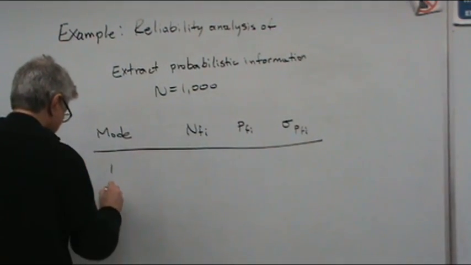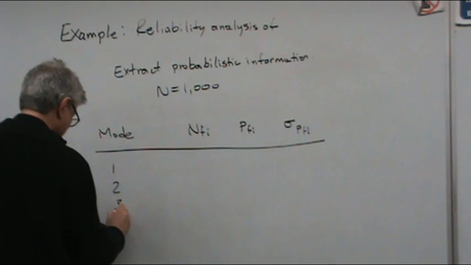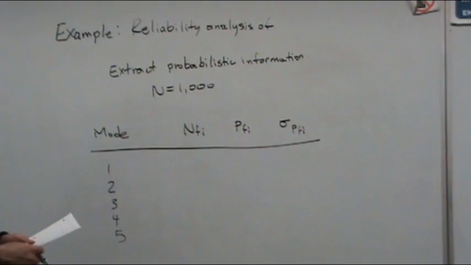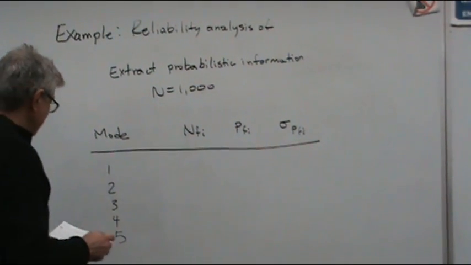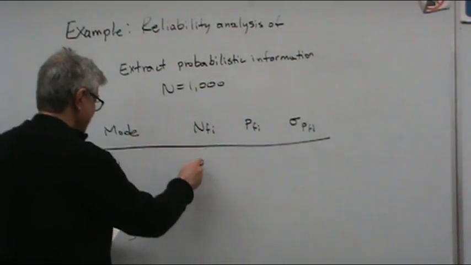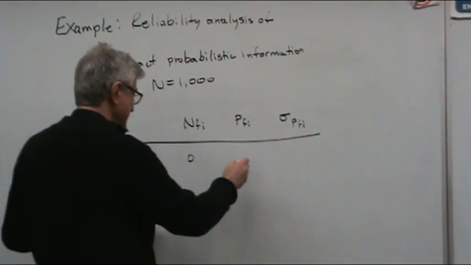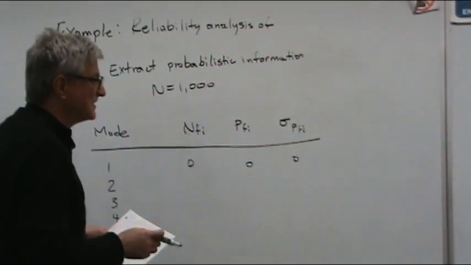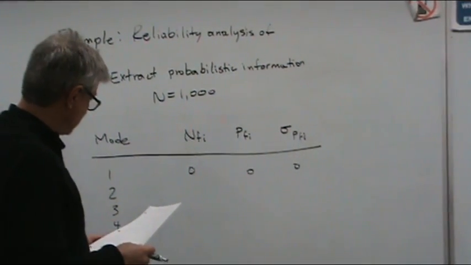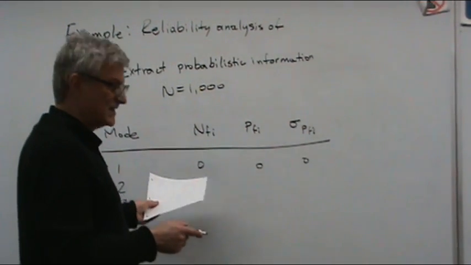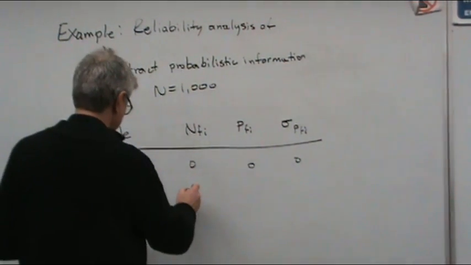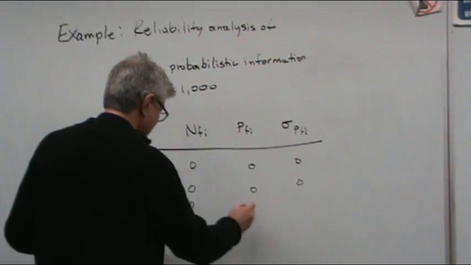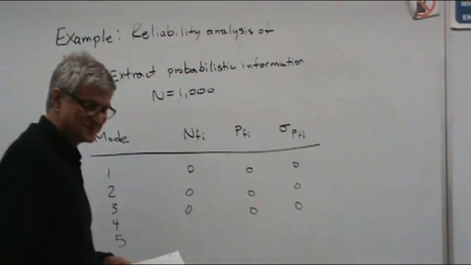Okay, we have to worry about 5 failure modes. Okay? No failures were observed for yield, or upper ply or lower ply yield. No failures for deflection. Okay.